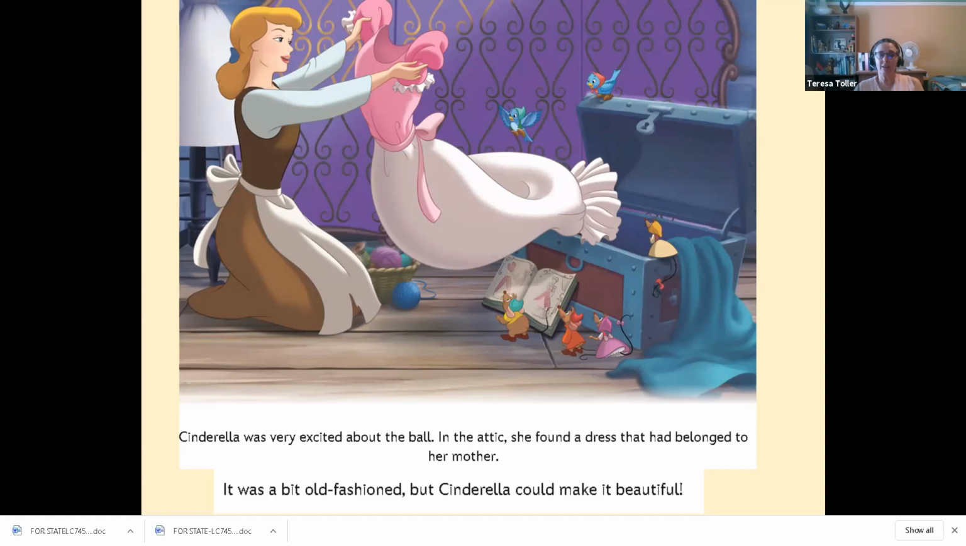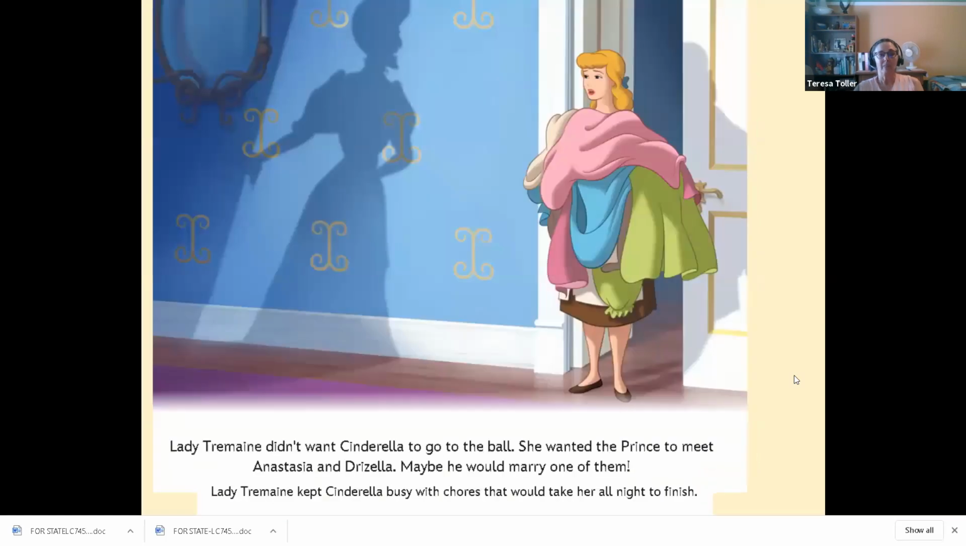Cinderella was very excited about the ball. In the attic, she found a dress that had belonged to her mother. It was a bit old-fashioned, but Cinderella could make it beautiful. Lady Tremaine didn't want Cinderella to go to the ball. She wanted the prince to meet Anastasia and Drizella. Maybe he would marry one of them.